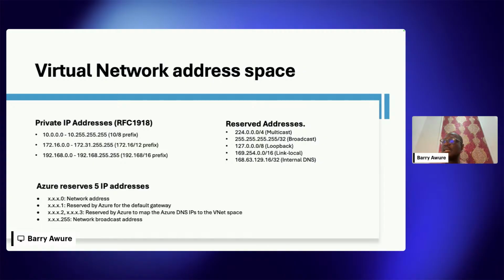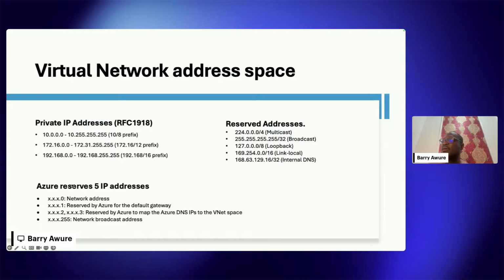IP address, and then the 255.255.255.255/32, which is a broadcast, and this 127.0.0.0/8, which is a loopback, and 169.254.0.0/16, which is a link local address, and 168.63.129.16/32, which is for internal DNS for Azure, right? So these are reserved IP addresses that you cannot use by yourself. Azure will not allow you to use them, right?